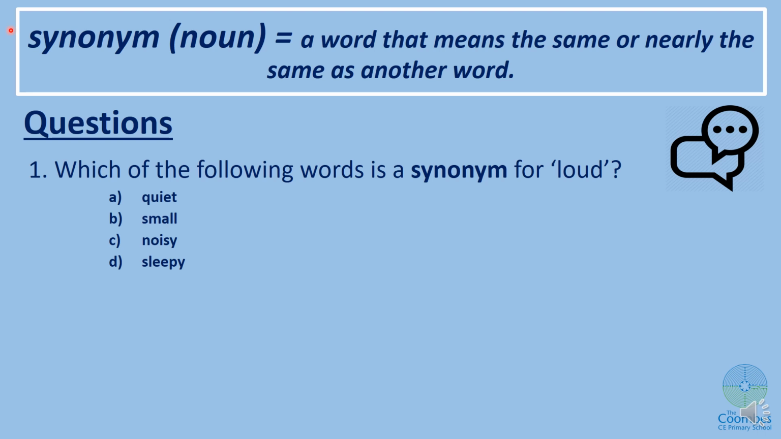If you're finding it quite tricky, you can try and use it in the same sentence to see what makes the most sense. So if I said the children were loud, what means the same as the children were loud? The children were quiet, the children were small, the children were noisy, or the children were sleepy. Noisy is a synonym for loud, so well done if you got that correct.